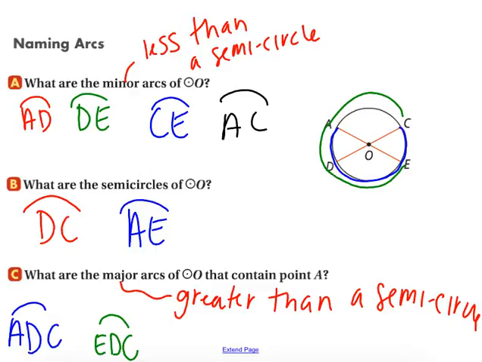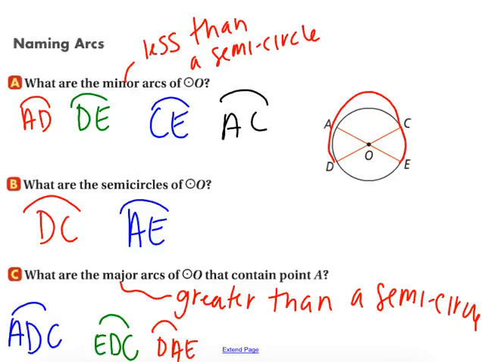Let's start one more time. What if I started at D, went around, there's a semicircle, and stopped at E? So arc D, A, E. So those are just some examples of a major arc.